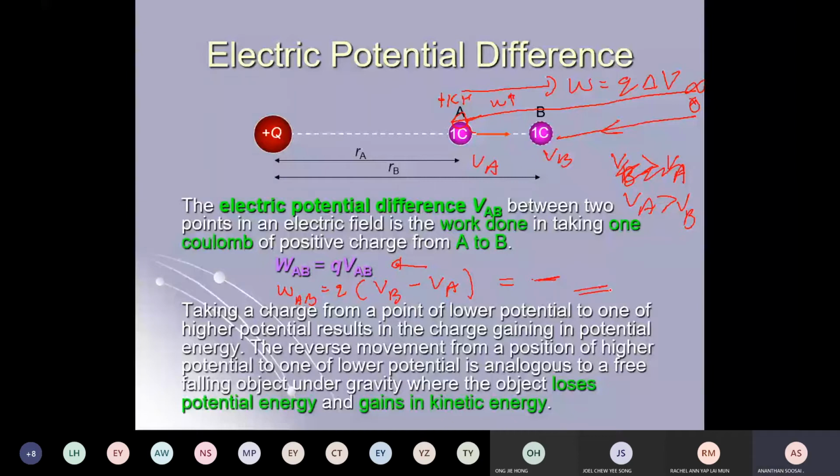It's going to be negative because VA is magnitude-wise greater than VB. So finally, you got a negative answer. Let's say you got negative 5 joule. Okay, so that means negative 5 joule, tell me, is this 5 joule a gain in kinetic or a gain in potential?